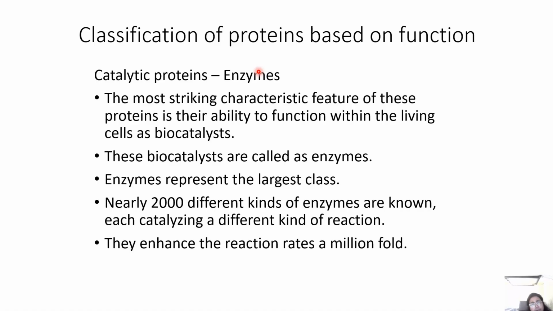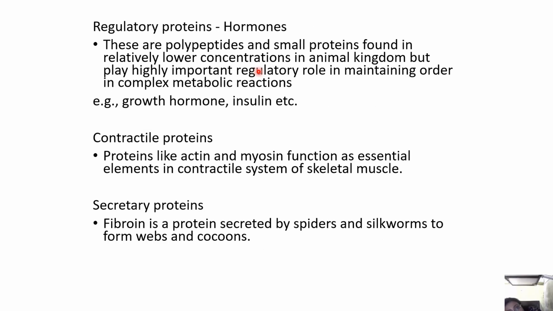Classification based on function will be enzymes, which are catalytic proteins. The most striking feature of these proteins is their ability to function within living cells as biocatalysts. These biocatalysts are called enzymes, which represent the largest class. Nearly 2000 different kinds of enzymes are known, each catalyzing a different kind of reaction. They enhance the reaction rates a millionfold.